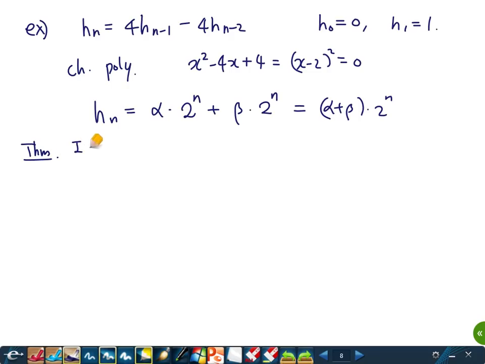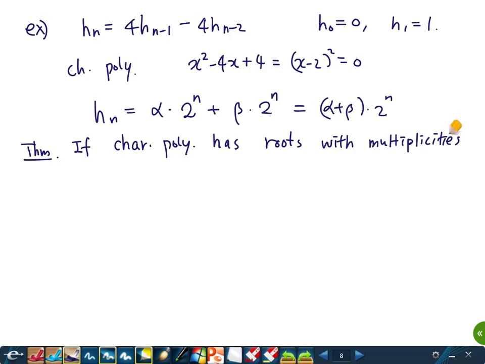If the characteristic polynomial has roots with multiplicity, like double roots or triple roots, etc., we can still do the following. So for instance, suppose that the roots are like this, considering the multiplicity together.